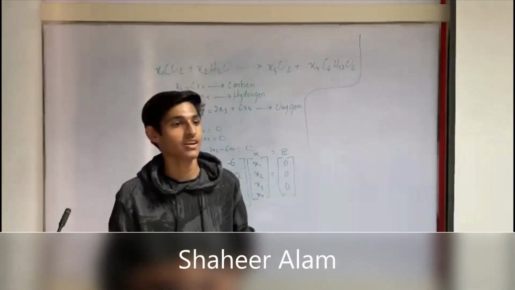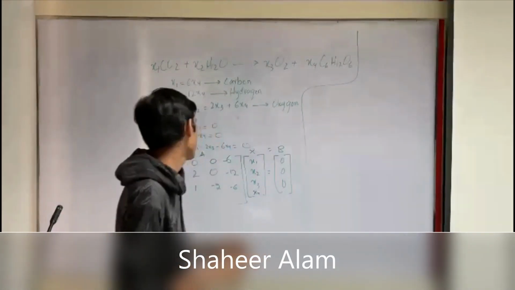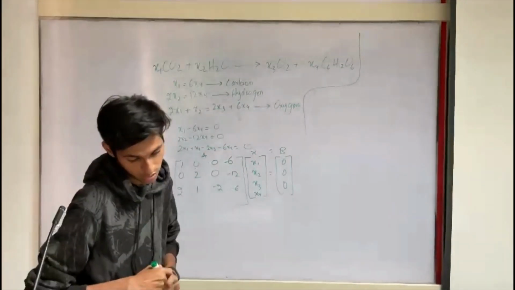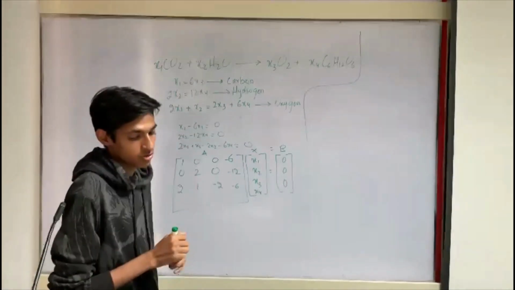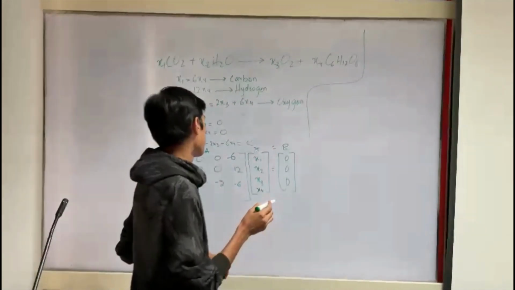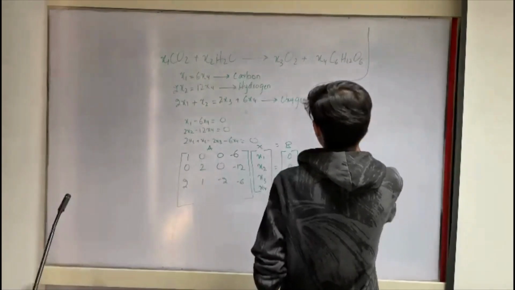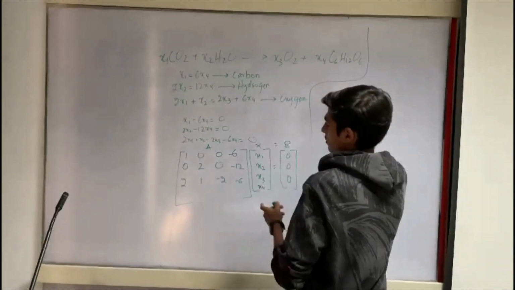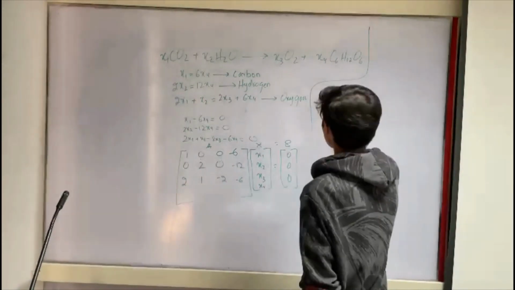So my name is Shaheer, and now I will explain step 2 and step 3 for how to solve this equation. First of all, as you know, this is a homogeneous system, so we don't have to write the augmented matrix for this. First, we will apply row operations so that we can convert this matrix into REF form.